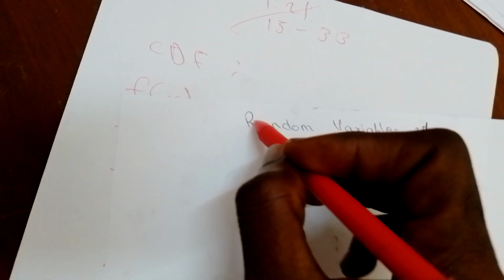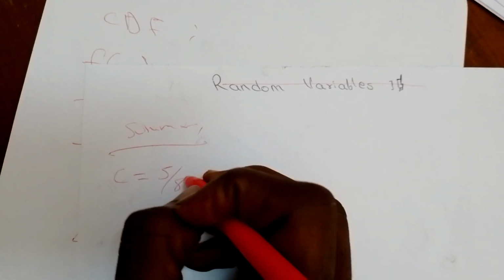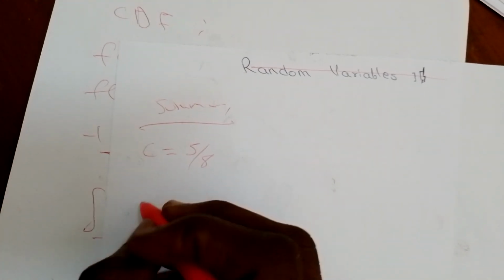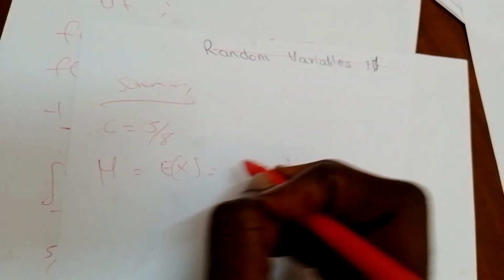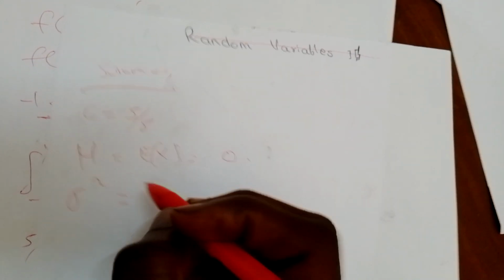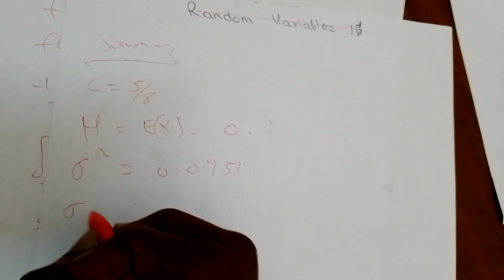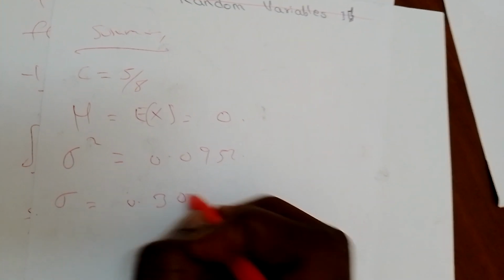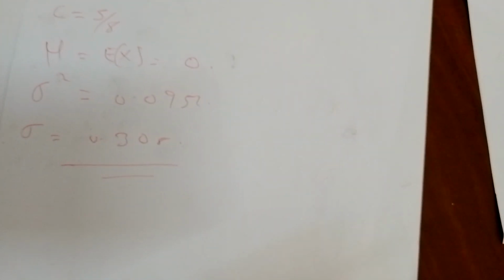Okay, so let me just summarize the question. We found C to be, and then we found our mean to be 0, right? Then we found our variance, which is this squared, to be 0.0952, and then if you are asked to find the standard deviation, that will be 0.308 or so. Okay, so this is all for the first example.